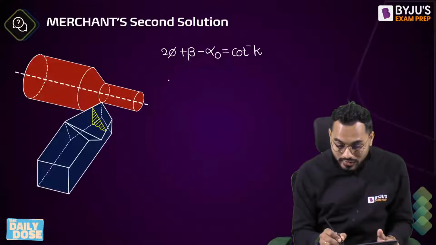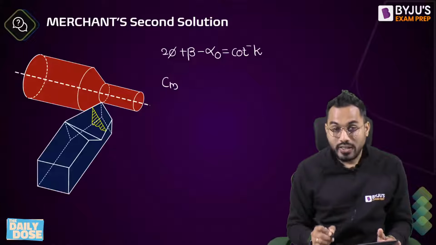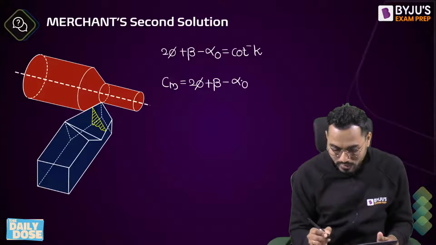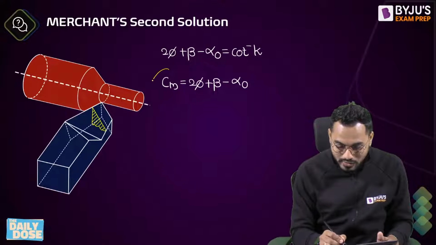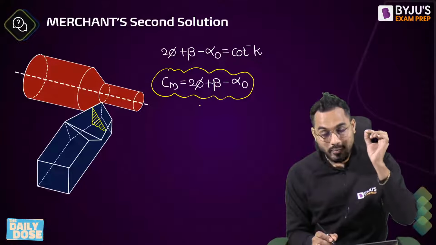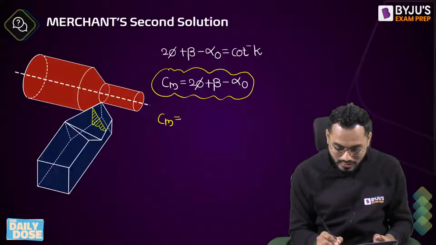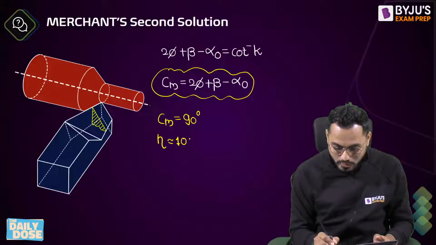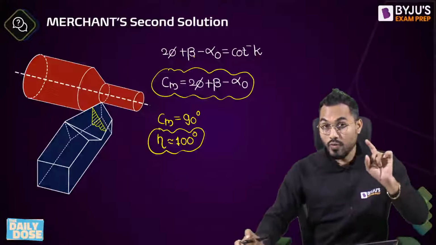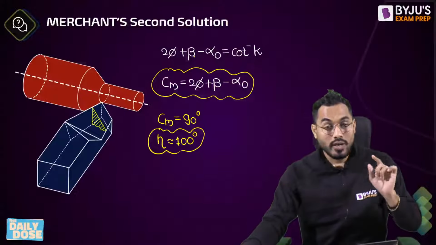Now here there is one machining constant calculated, called Cm, and that machining constant Cm is exactly 2 phi plus beta minus alpha 0. Multiple times questions are coming: calculate the machining constant. So the machining constant is Cm, that is 2 phi plus beta minus alpha 0. And if this machining constant is exactly 90 degree, can I say that the efficiency of machining is exactly equal to 100%? You must have heard about this. So Merchant's second solution is 2 phi plus beta minus alpha 0 equal to cot inverse of k.